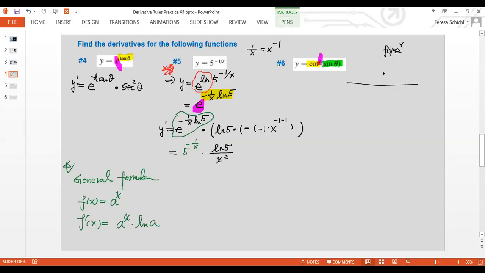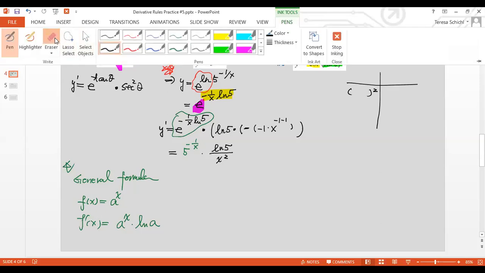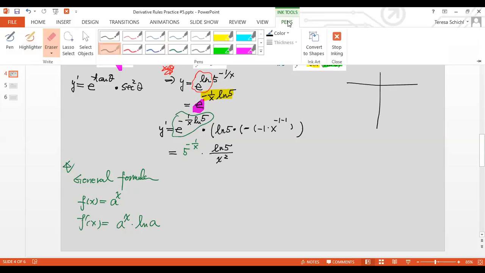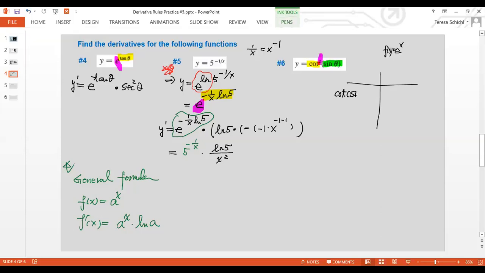I think it will be a little easier if I draw a picture here. The first thing is something squared. So the first layer is cotangent of sine theta, the whole thing squared. After that, you get into your second layer, which is cotangent of sine theta. Then your last layer is sine theta.